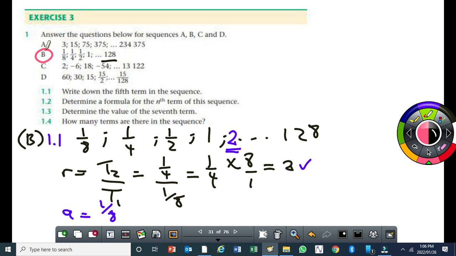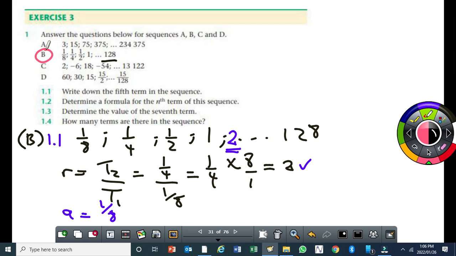Okay. So the first term of that geometric sequence is 1 over 8, the second one a quarter, third one a half, 1, 2, up to 128. So the first question says, write down the 5th term in the sequence. Now, to find the 5th term, it is better for you to calculate the common ratio first.